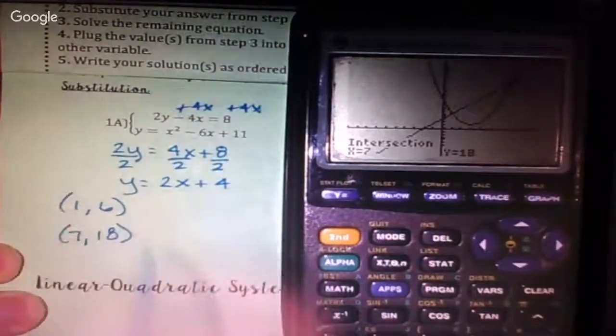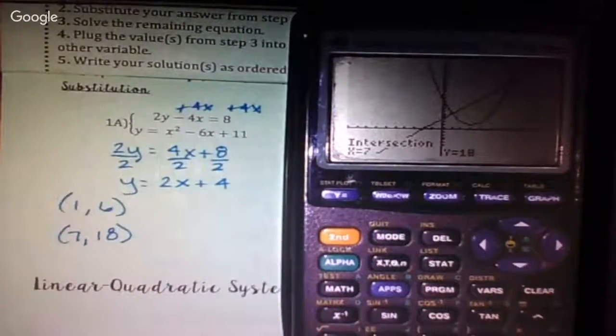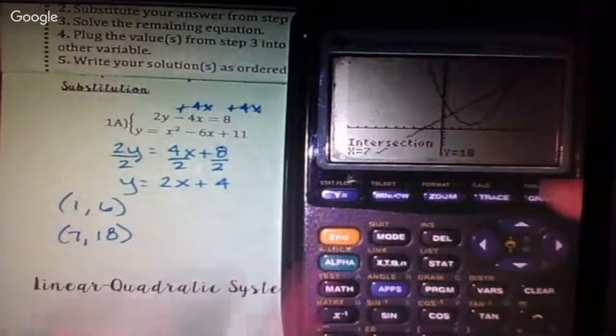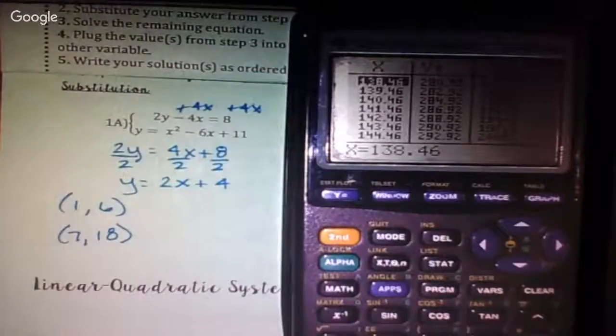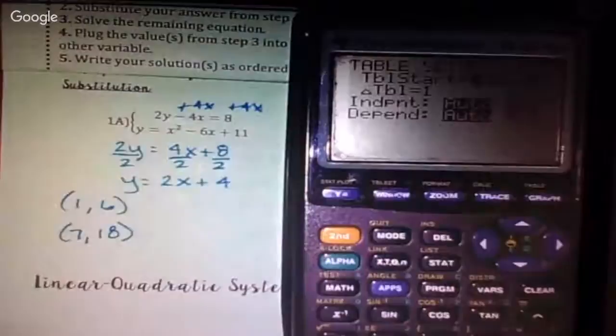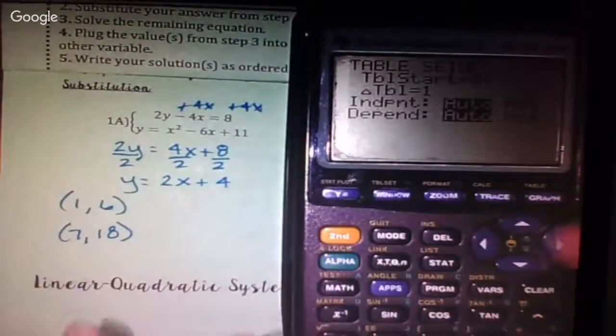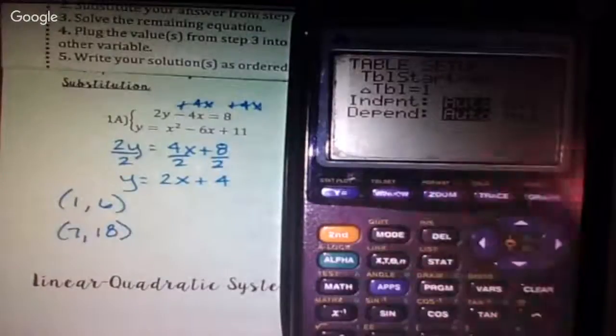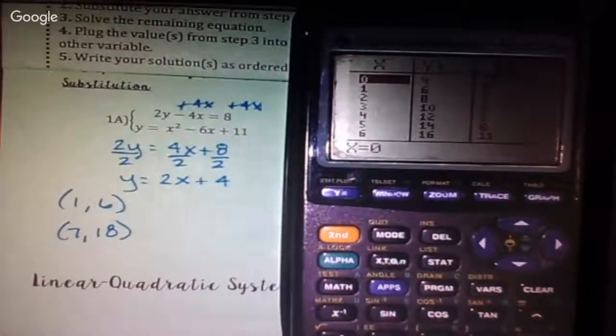Does anybody know how to get the answers from a table? If you hit second graph, here's your table. Hold on. Go to your table set first if it's not already set and set it at 0. So if you go to second window and go to table set, because we were doing some funky stuff in discrete. Take a look when x equals 1. Look at both of your y's. They're the same. That's from the table how you know. If you scroll down, the other one was 7,18. So if you scroll down to when x is 7, when your y's match, that's the solution. That's an intersection. Okay, so you can also get it from a table.